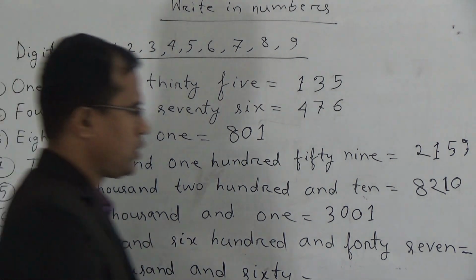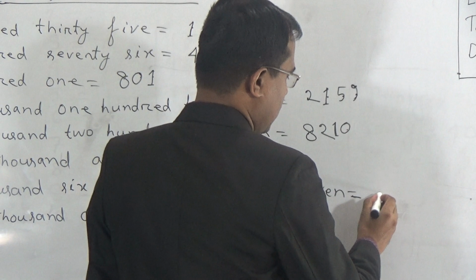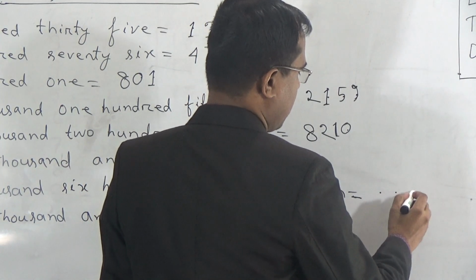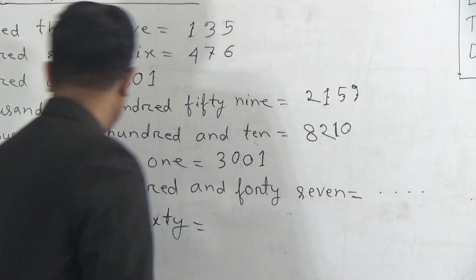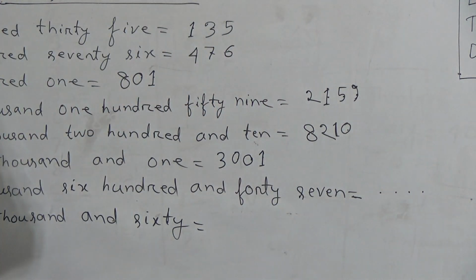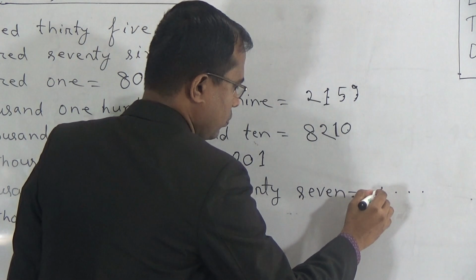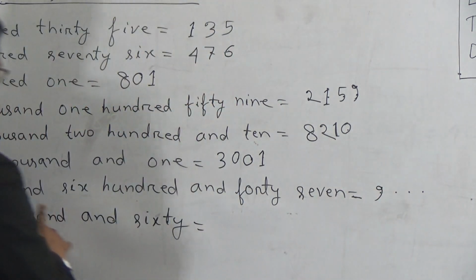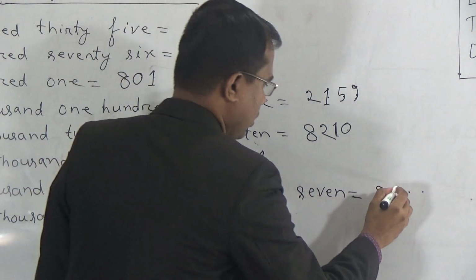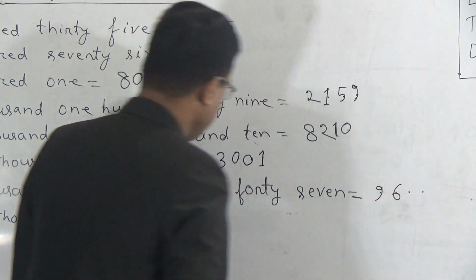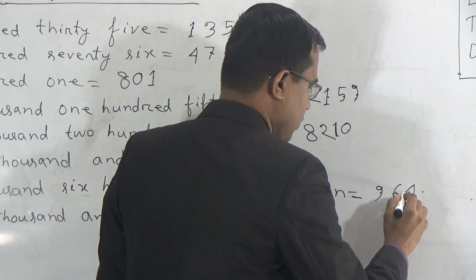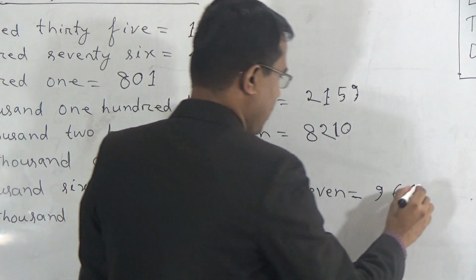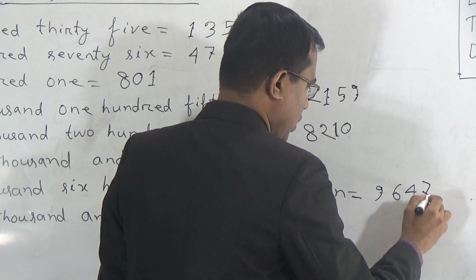Now 9647. 9000. This is for thousands place, this for hundreds place, this for tens place and this for ones place. In thousands place we have to write 9. 9600. In hundreds place we have to write 6, and 47. That means 4 has to be written in tens place and 7 in ones place.